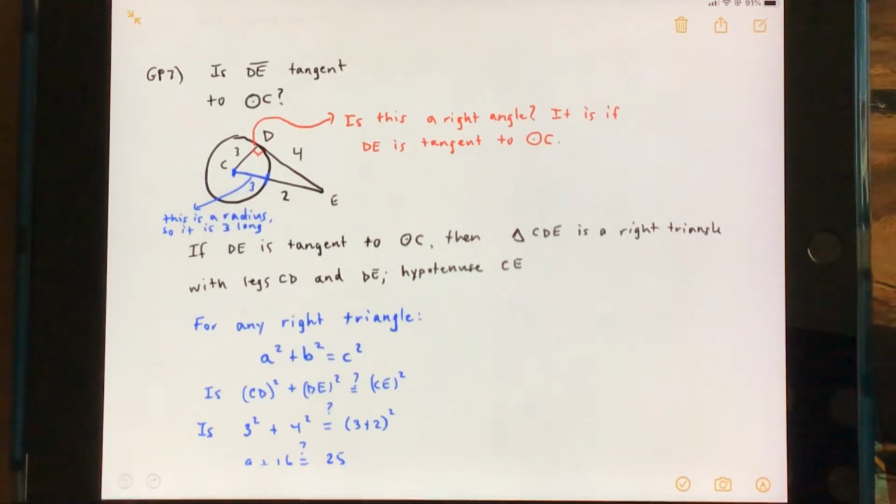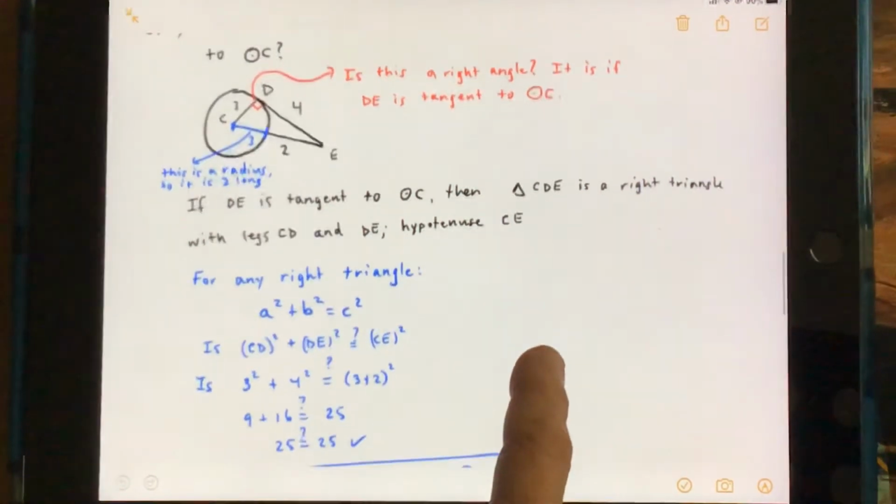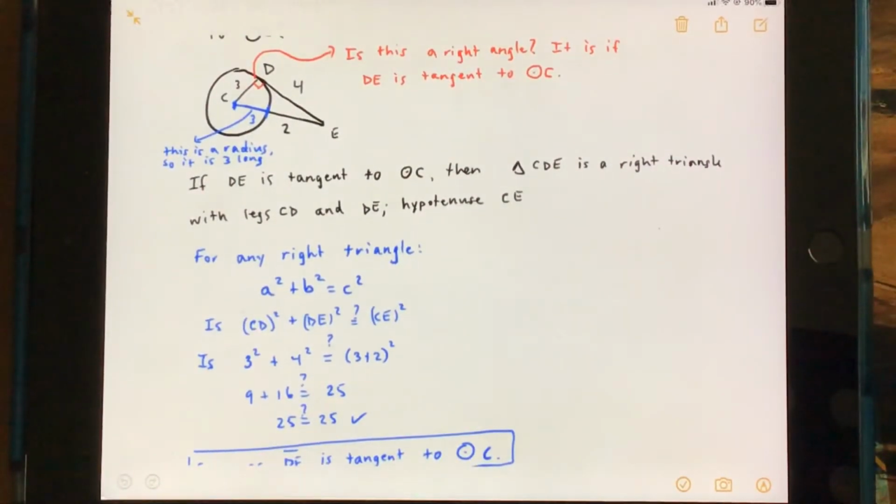And if, in fact, DE is tangent to circle C, CE will be the hypotenuse of that right triangle. So we're going to plug into the Pythagorean theorem to see if, in fact, it's true. And if it is, we will be able to conclude that line segment DE is tangent to circle C. So here I am now plugging into the Pythagorean theorem and asking, is CD squared plus DE squared, in fact, equal to CE squared? Here's my numbers for that. 3 squared plus 4 squared, is that equal to 3 plus 2 quantity squared? Remember, 3 plus 2 is the length of the entire possible hypotenuse, which is from C to E.